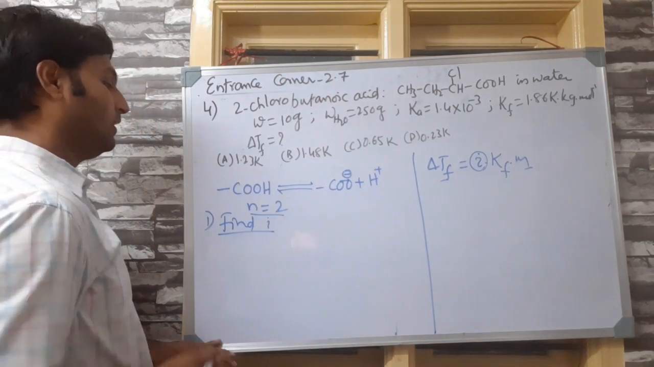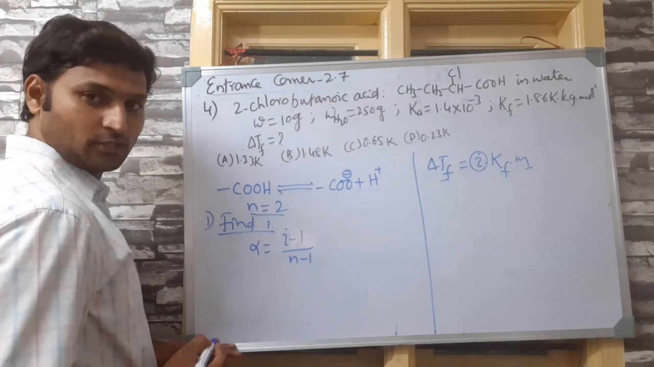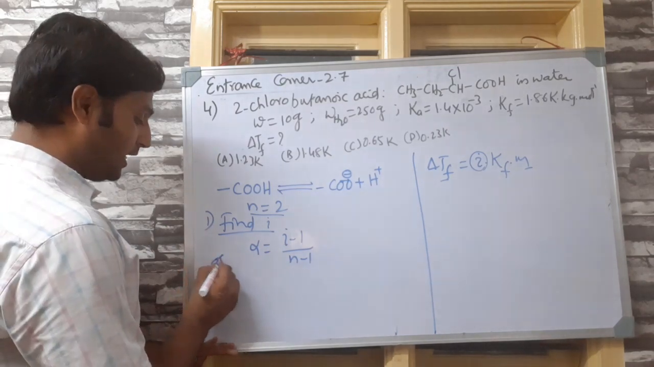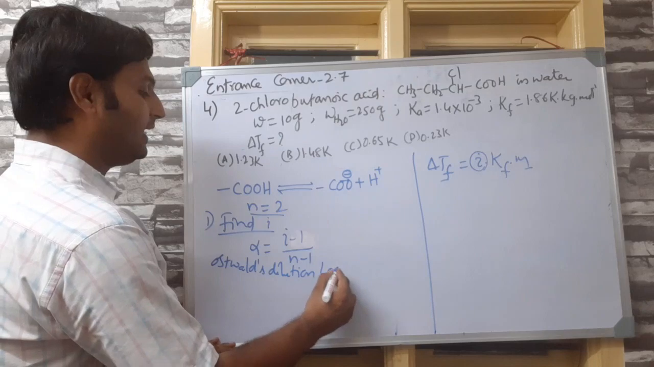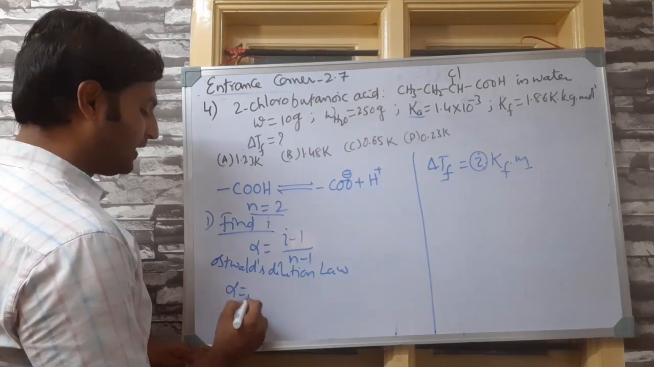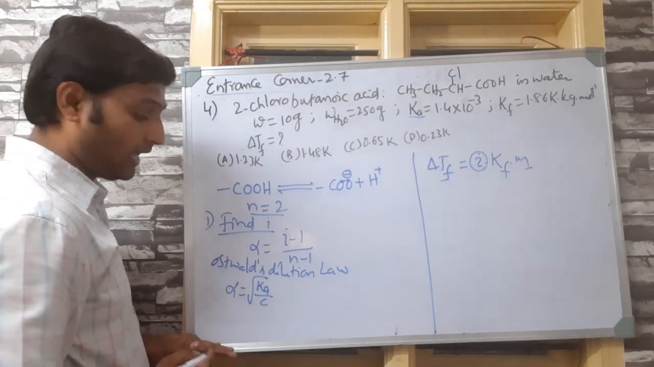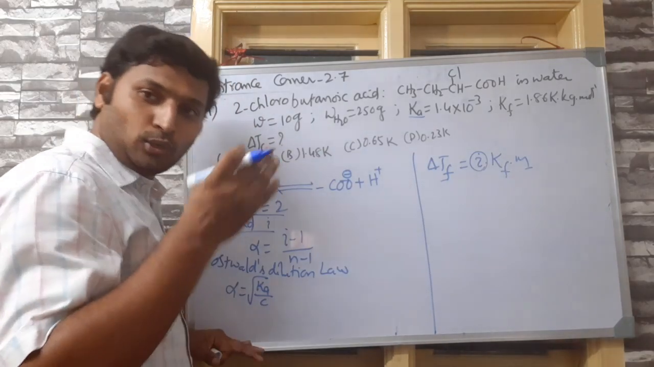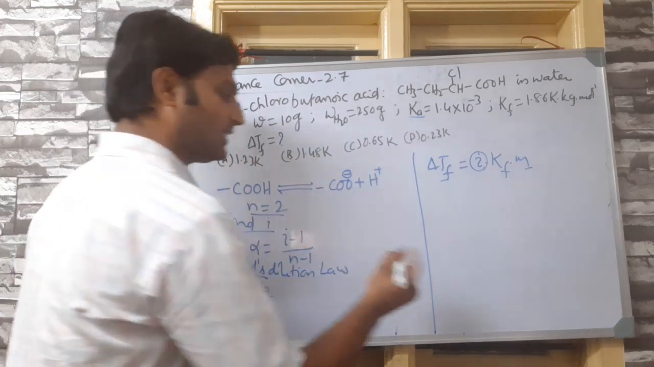Correct? Now, coming to I value. You know very well, alpha is equal to I minus 1 by N minus 1. To calculate I need alpha. And according to Ostwald's dilution law, if you remember, why am I taking up Ostwald's dilution law here? He did not give alpha directly, instead he gave acid ionization constant. So, alpha is equal to square root of Ka by C. This is the Ostwald's dilution law, where C is the concentration. So, here as well as here, to calculate either alpha or delta Tf finally, we need concentration. So, let us calculate molality first.